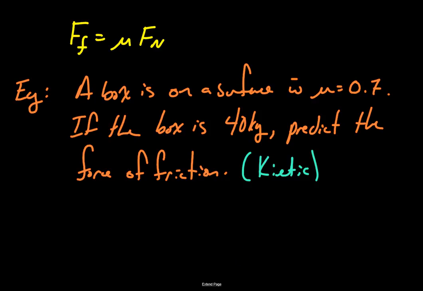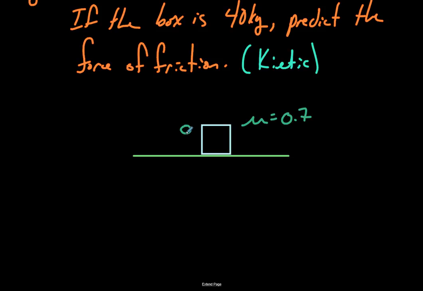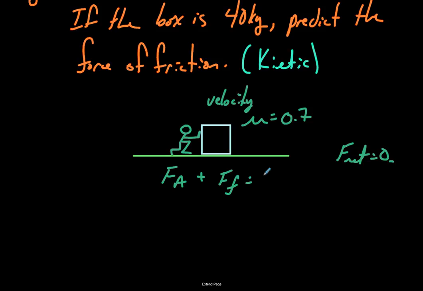So let's draw a picture of this really quickly. Should be fairly simple. Box, surface, okay, and we're going to want mu is equal to 0.7. All right, and we've got someone pushing it. We want to know, what force are they going to have to apply to keep it moving at a constant velocity? To keep it moving at a constant velocity, we have to have F net equal to 0. So in other words, the accelerating force plus the frictional force has to sum to 0.